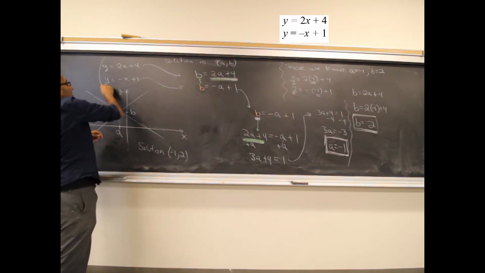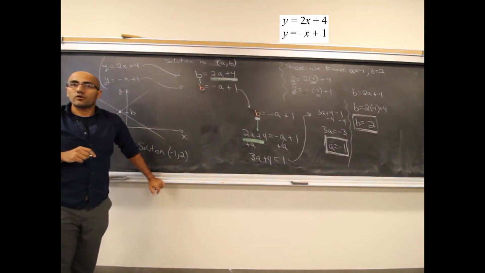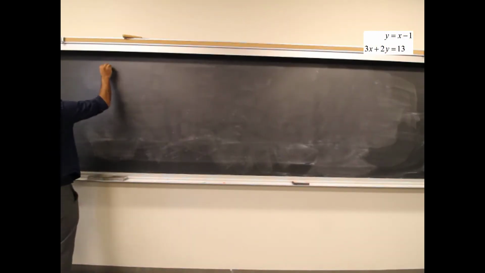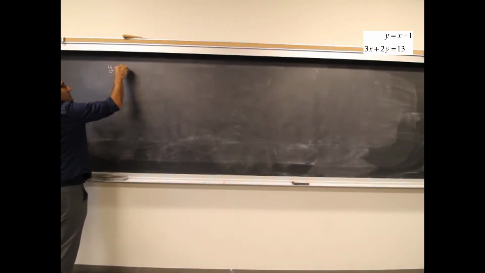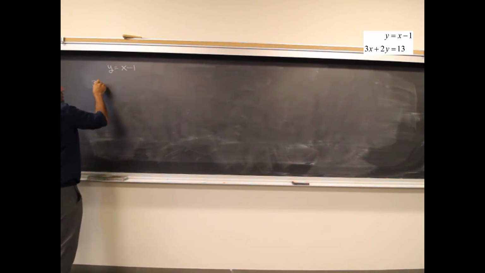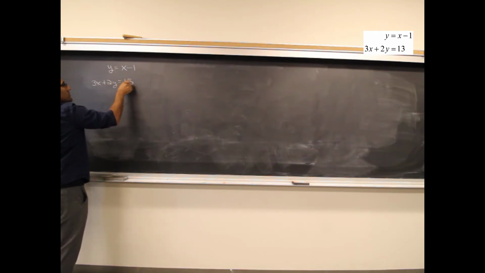Right, to solve the system of equations. Good? Questions? All right, so now we don't really know the answer, so we really can't cheat too much. We have y equals x minus 1, and we have 3x plus 2y equals 13.